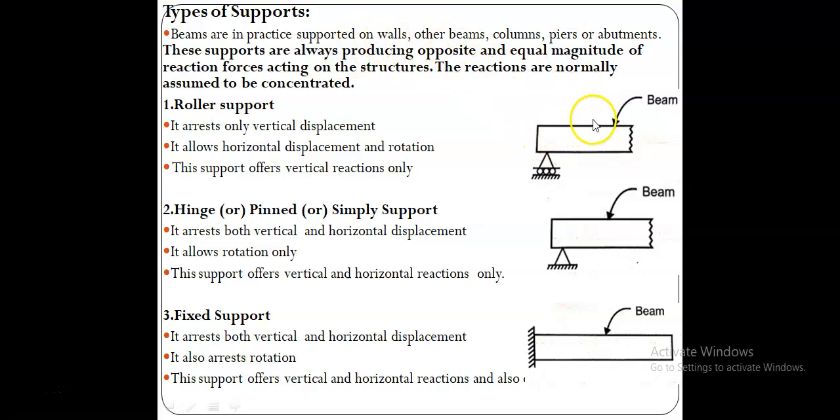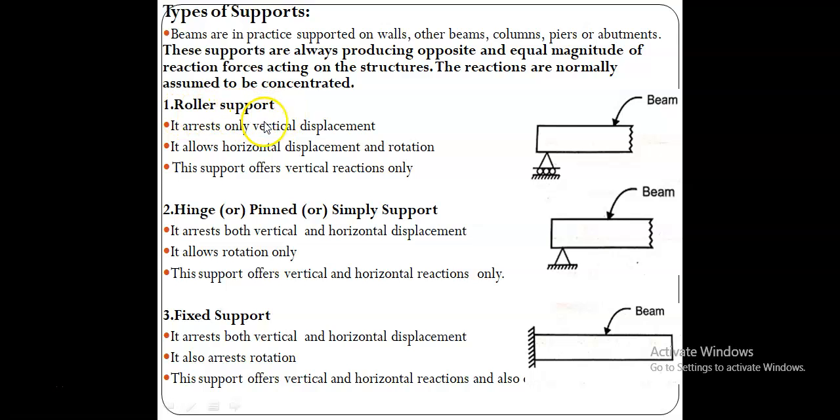Whatever the loads distributed into this beam, finally they are transferred into its supports. So that support produces an equal and opposite force. Suppose there are two supports, in this case whatever the loads are acting on the beam, they are shared between these two supports. So that is what happens.